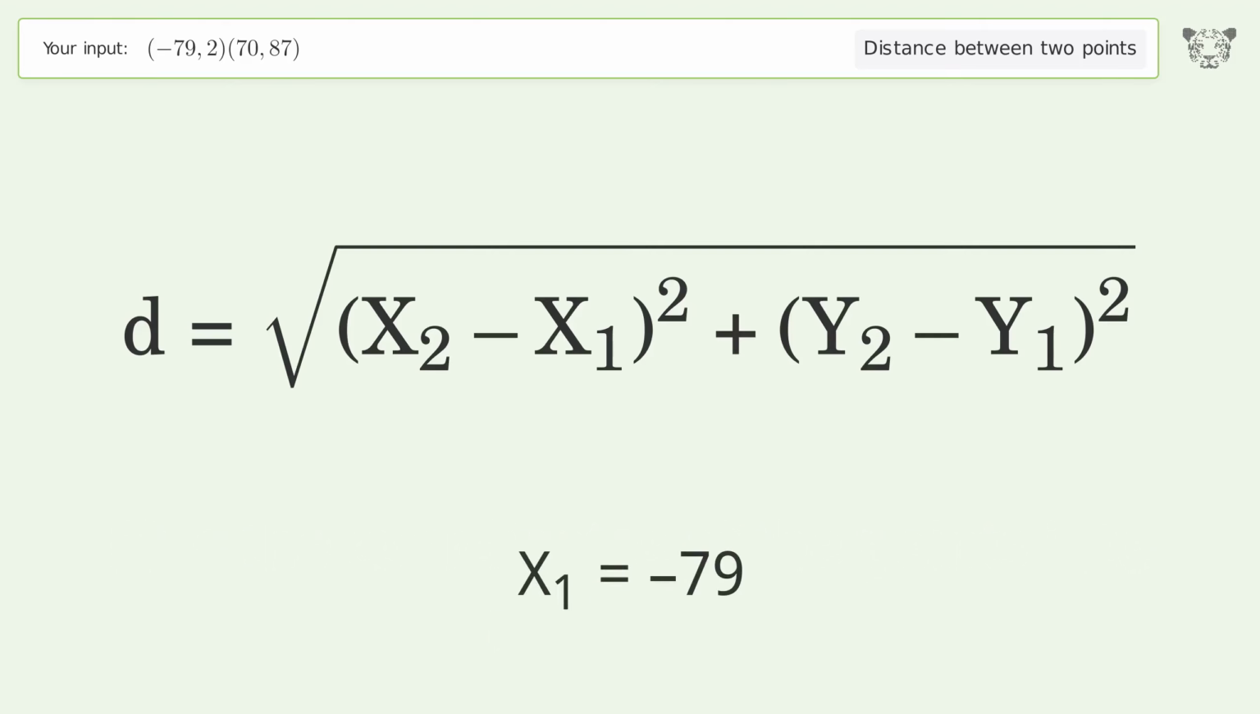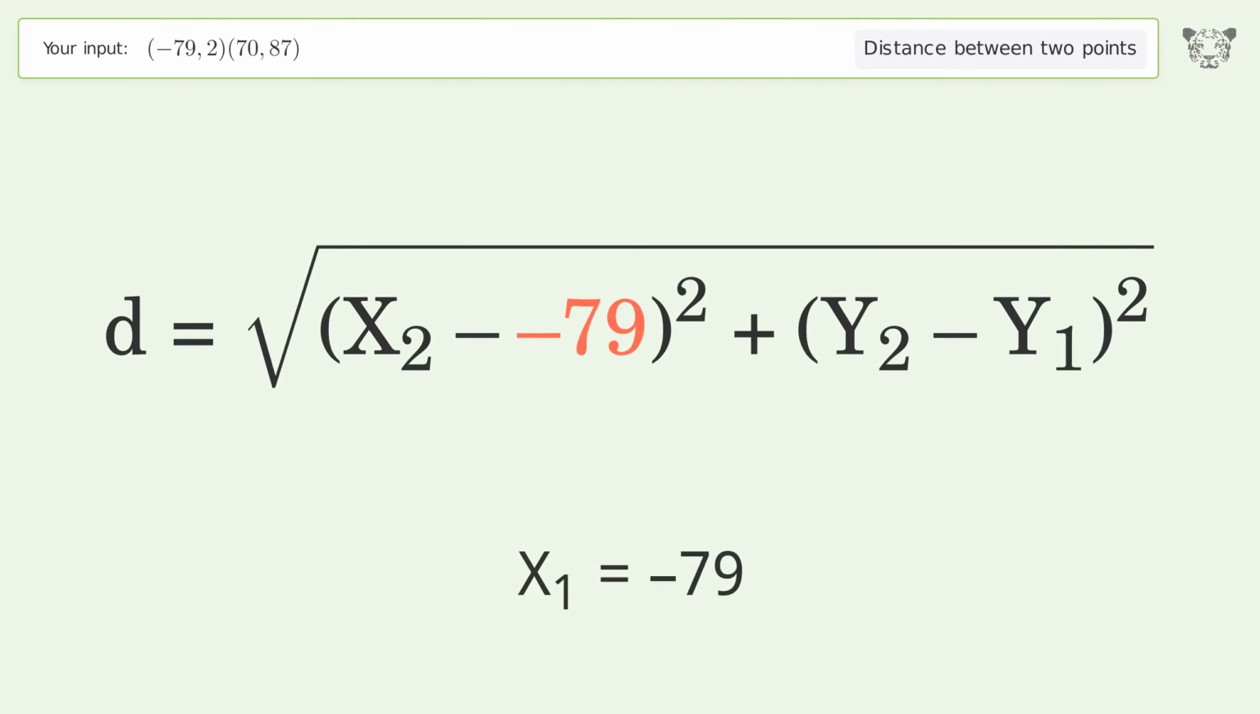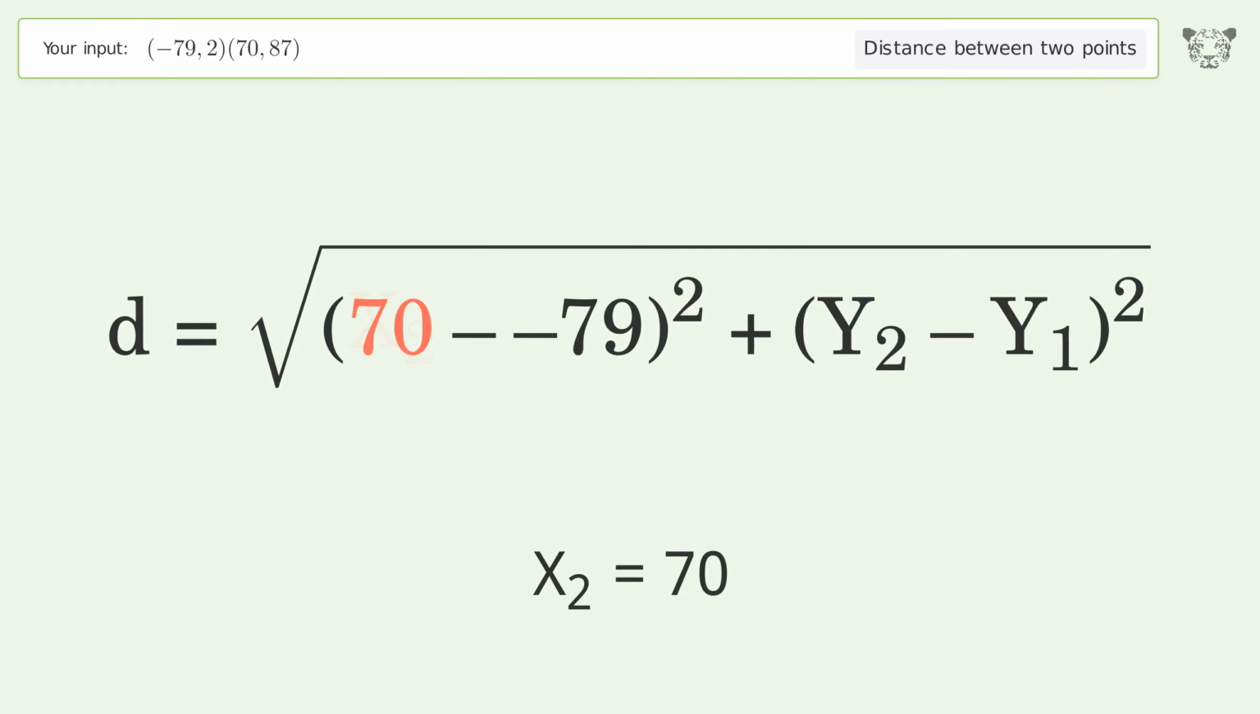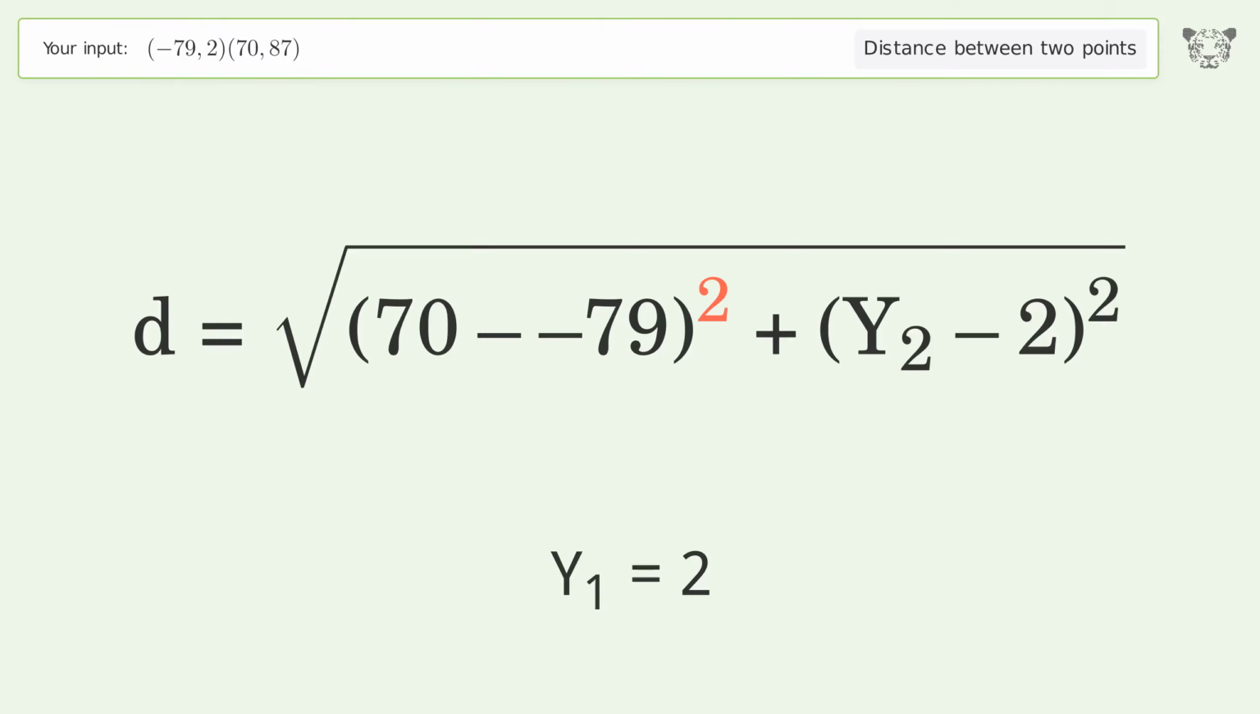x1 equals -79. x2 equals 70. y1 equals 2. y2 equals 87.